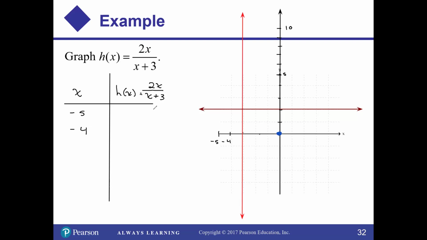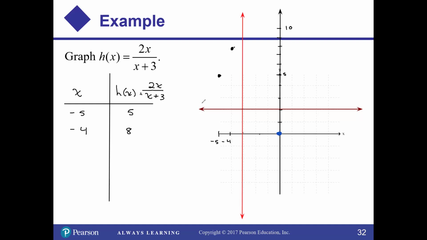If x was -5, my function value would be 5. If it was -4, then my function value would be 8. So we're getting a point here at (-5, 5), and a point here at (-4, 8). Yeah, about there.